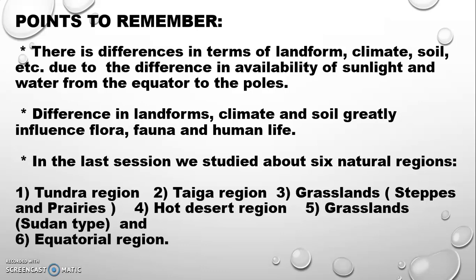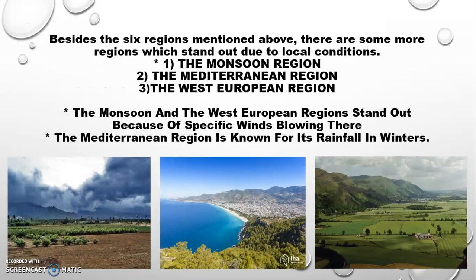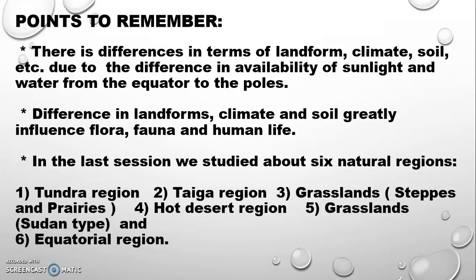So, in the last session, we studied about 6 natural regions: the tundra region, the taiga region, the grasslands of steppes and prairies, the 5 major grasslands of the world: steppes, prairies, pampas, veld and downs. Then we studied about the hot desert region. We studied the grassland of the Sudan type, of the savanna type, and also the equatorial region.